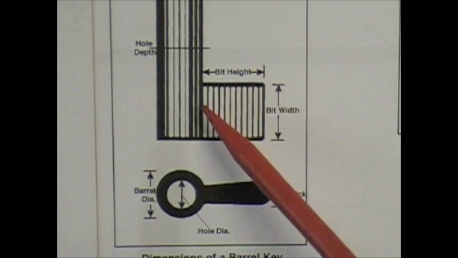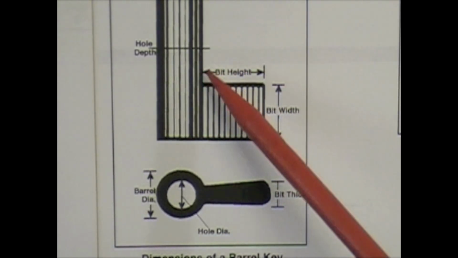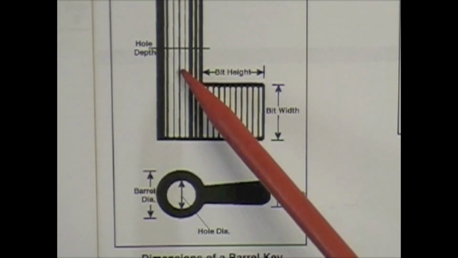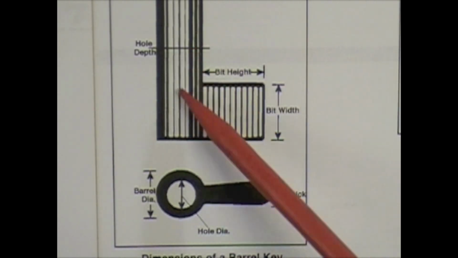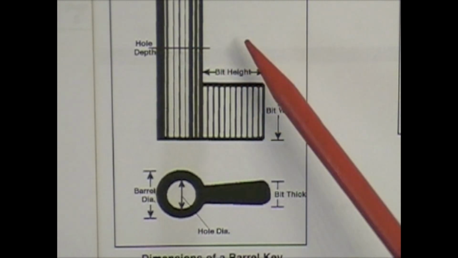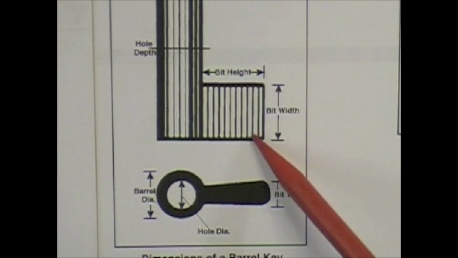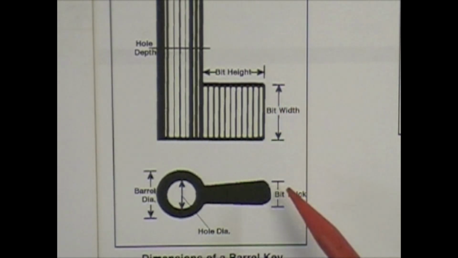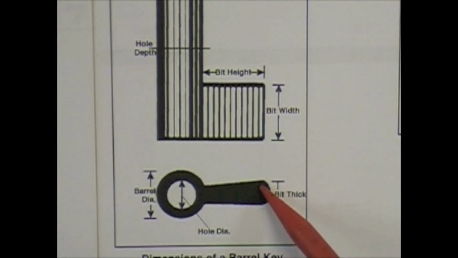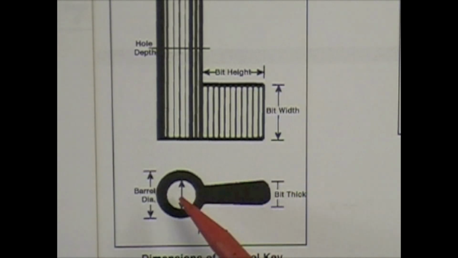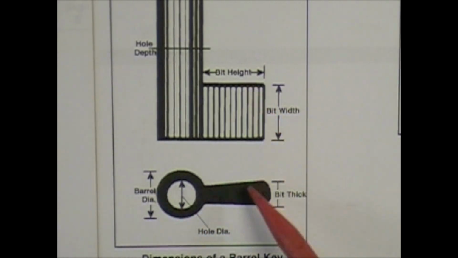In selecting a barrel key blank, there's 6 different measurements. The depth of the hole that goes up inside the shank is one measurement. Again, the bit height and the bit width would be 2 more measurements. We also need to be concerned again about the thickness of the bit, and then the actual barrel diameter on the outside and the hole diameter, which would be the inside measurement. And then again, of course, you have to be concerned with the profile of the key.